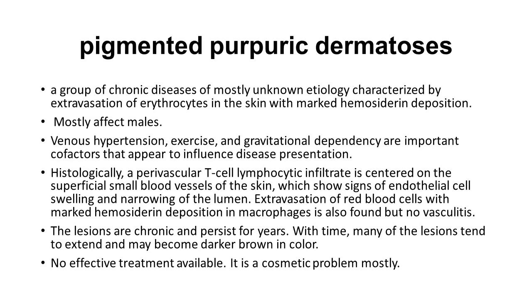Histologically, a paravascular T-cell lymphocytic infiltrate is centered on the superficial small blood vessels of the skin, which show signs of endothelial cell swelling and narrowing of the lumen. Extravasation of red blood cells with marked hemosiderin deposition in macrophages is also found, but no vasculitis.